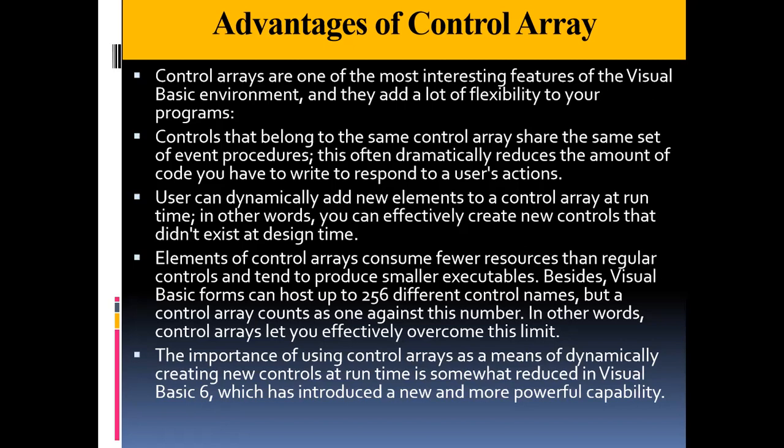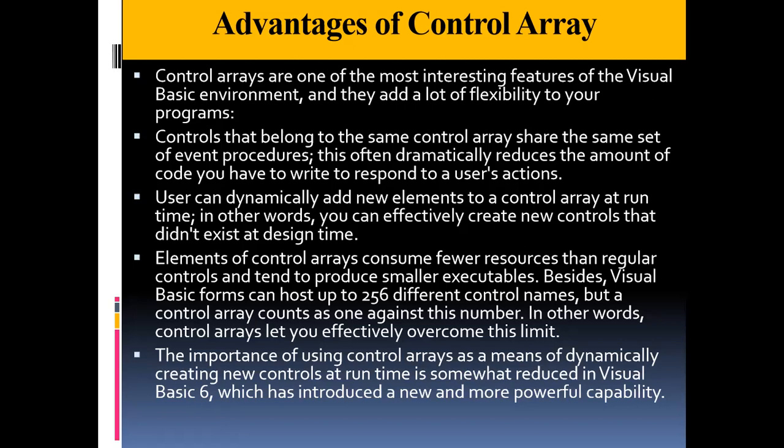In Visual Basic, the basic form can host up to 256 different control names. But what about control array? A control array counts as one against this number. For example, if we do not use control array in our program, we require the form to host 256 controls. But if we use control array, instead of 256 controls, we use this one name against the same 256 number.